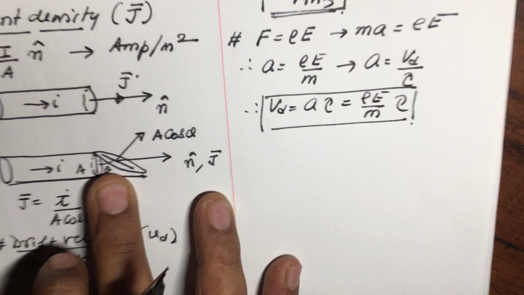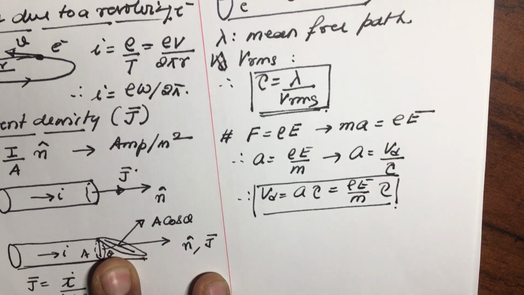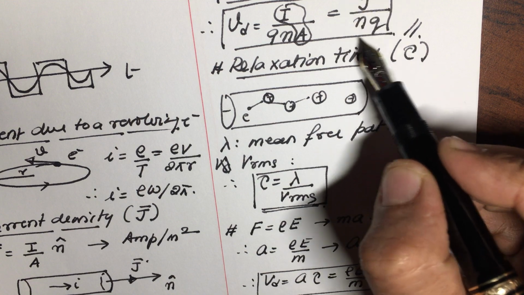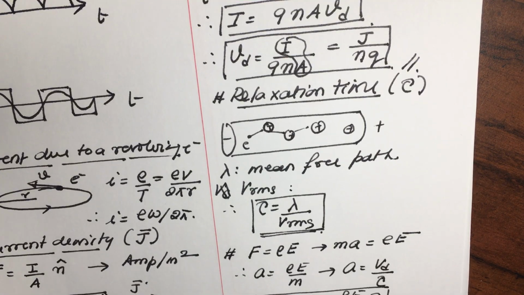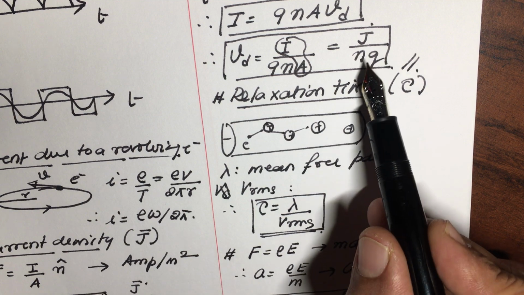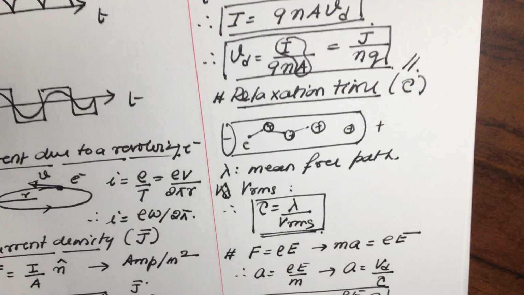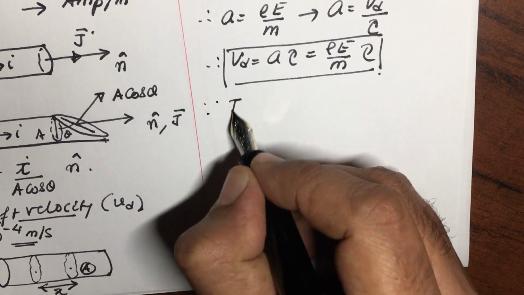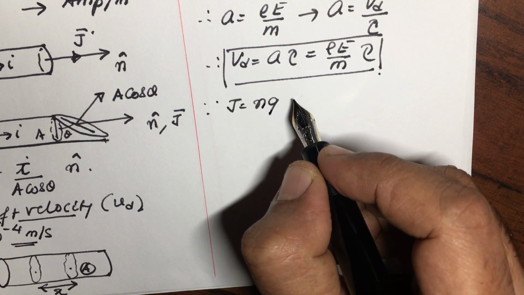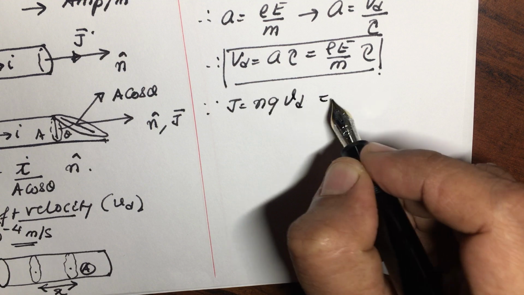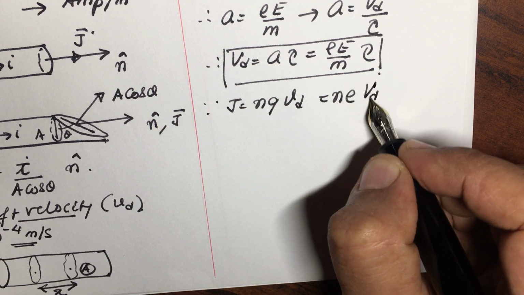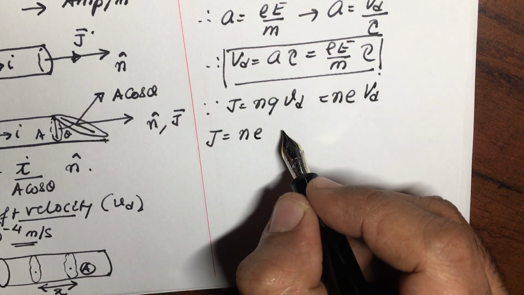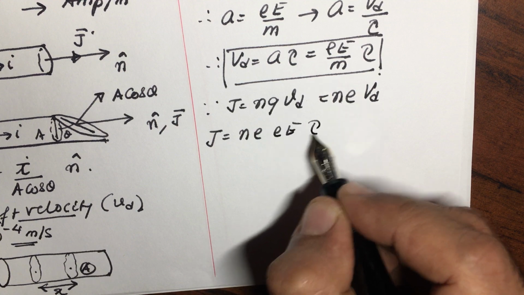But if you just go up here, do we know that J is equal to n q into Vd? So coming back, since J equals nq into Vd, or rather ne into Vd, we can write J as ne. Vd we will write here, so it will be e E tau by m.